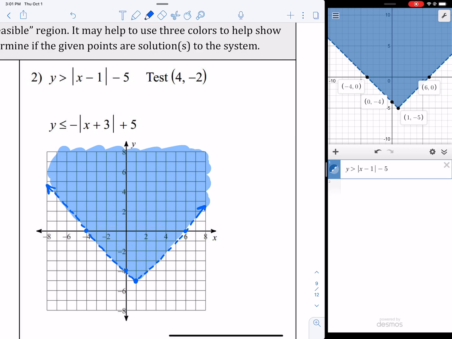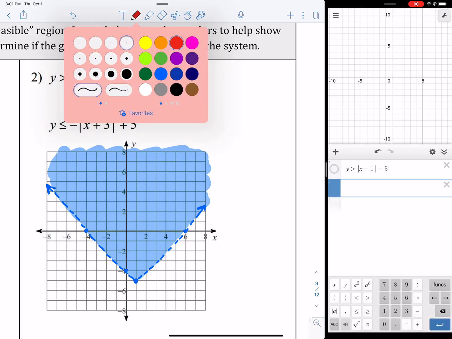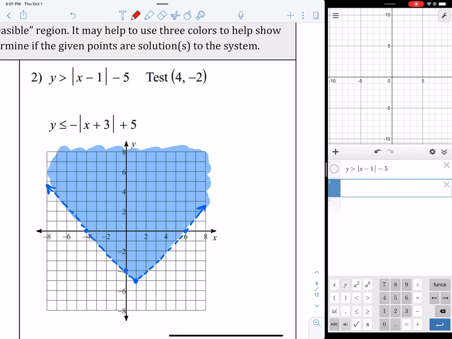Okay, so we're done with the first one. Let's turn that one off and type in the second one. So don't delete it, just turn it off temporarily. So let's put y is less than or equal to negative absolute value of x plus 3 plus 5.